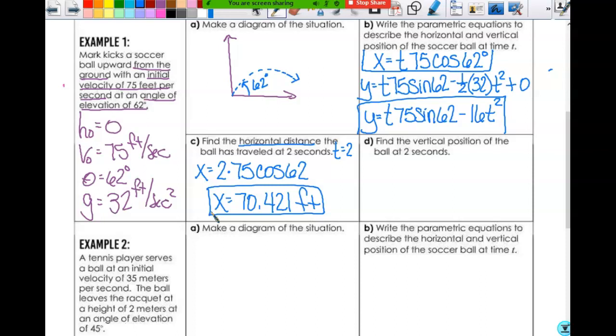All right, so then it says find the vertical position when t equals 2 seconds. So now I'm just substituting it into this one. So this would be y equals 2 times 75 times the sine of 62 minus 16 times 2 squared. I'm just going to substitute that in.